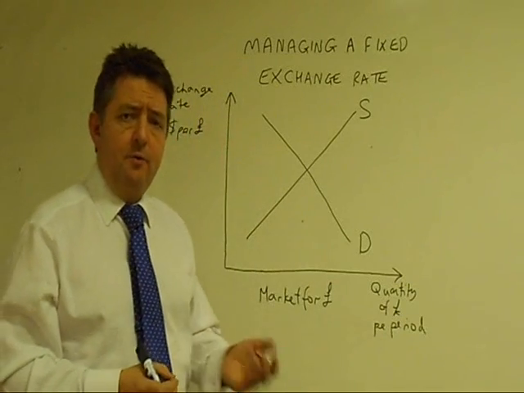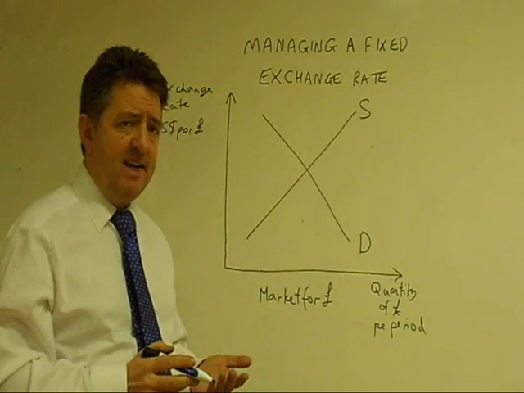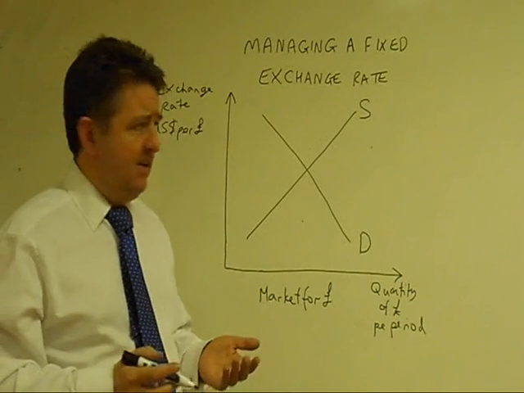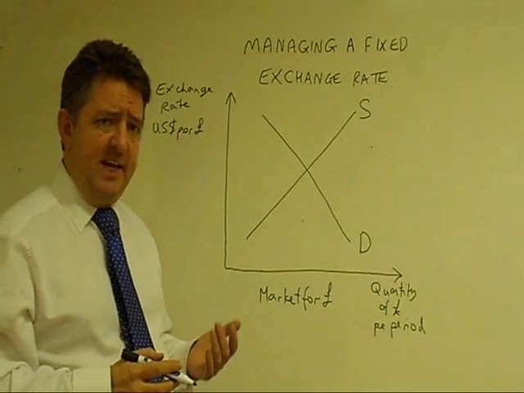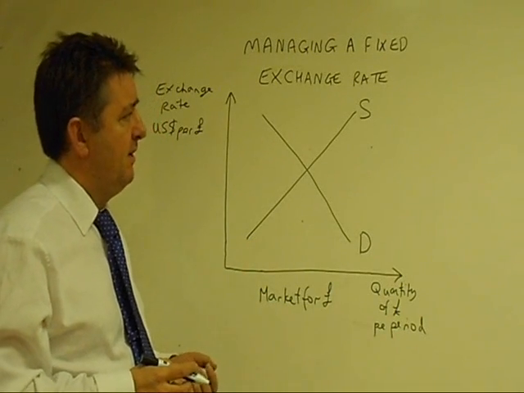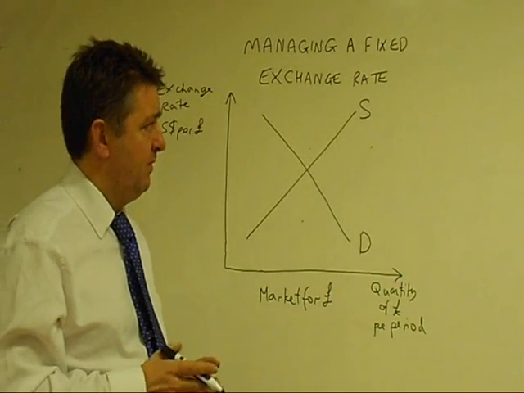One issue that can cause problems in economics is understanding the management of a fixed exchange rate. The government of Britain in the 50s and 60s maintained a fixed exchange rate as part of the Bretton Woods Agreement, and the level was set as $2.80 per pound.